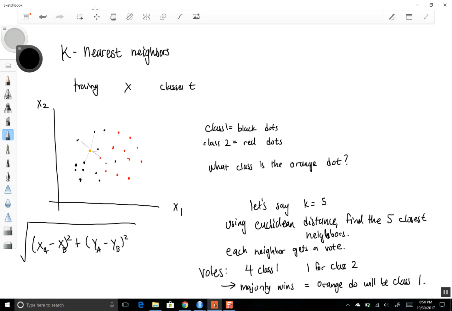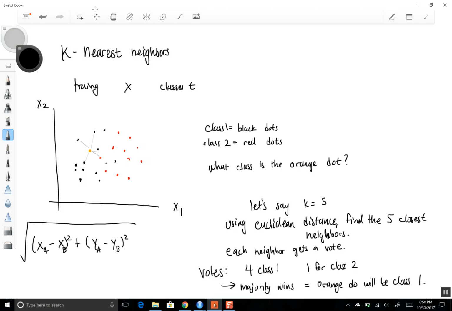And so you always do k being an odd number. If you have k equal to 1, you get something, and you draw your partitions based on that, you get something called a Voronoi diagram. Not that that matters, but if you hear that, that's what it is. But beyond that, often we use k equal to 3 or k equal to 5 or whatever.